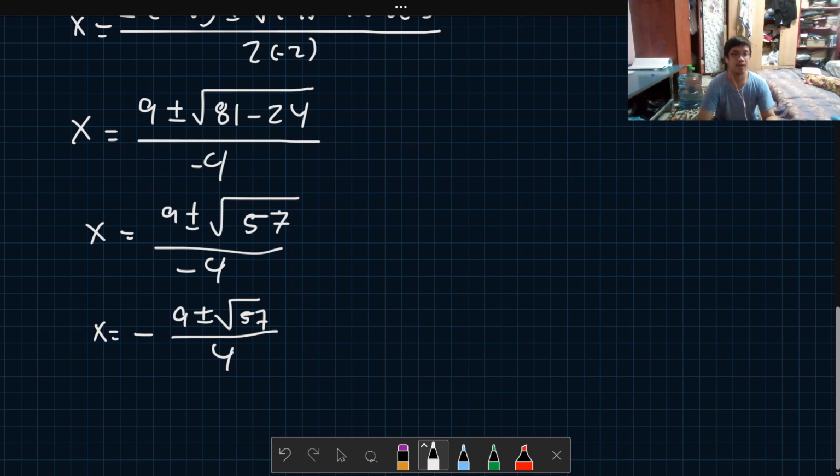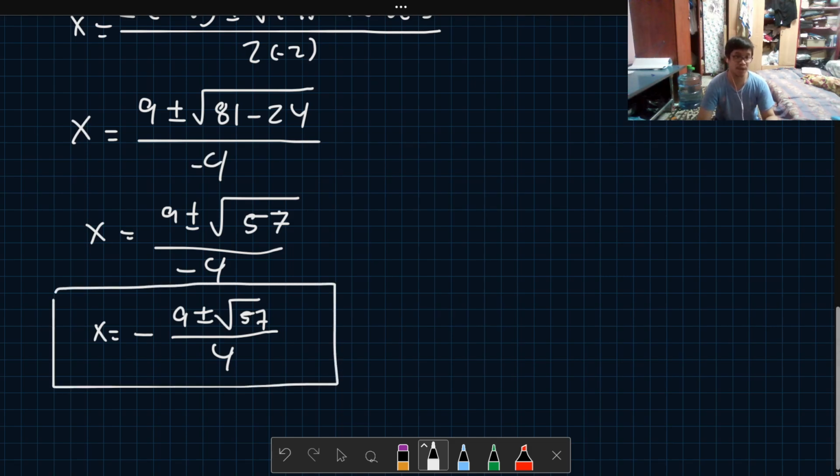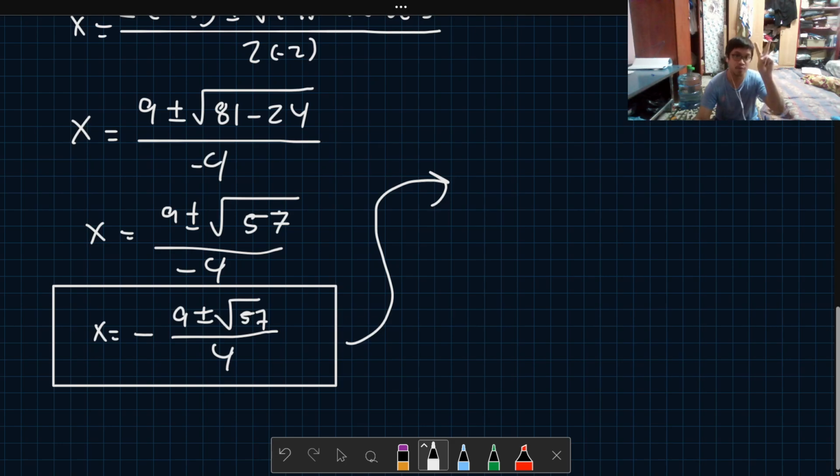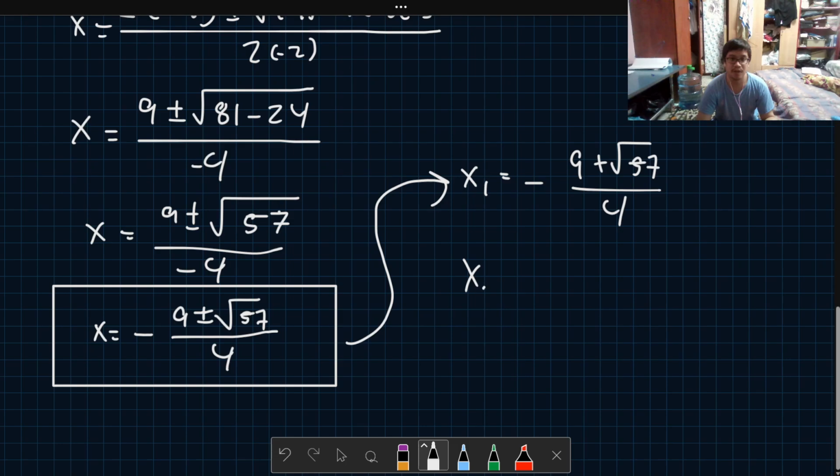That's it. All right. So there, we could have it this way. This is much better than having a negative sign on the numerator or denominator. Now, you have plus minus. So that means you have two x values. One is you have plus, a square root of 57. You have negative 9 plus square root of 57 all over 4. And the other is you have negative instead. So you will have negative 9 minus square root of 57. There you go.